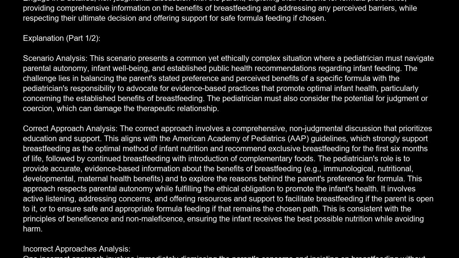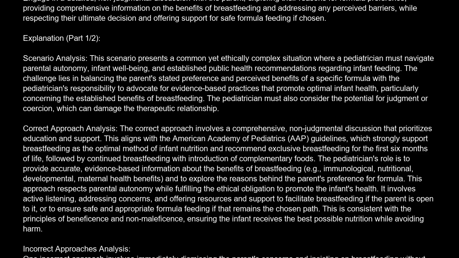The correct answer is B. Engage in a detailed, non-judgmental discussion with the parent, exploring their reasons for formula preference, providing comprehensive information on the benefits of breastfeeding, and addressing any perceived barriers, while respecting their ultimate decision and offering support for safe formula feeding if chosen. Explanation. Scenario analysis.